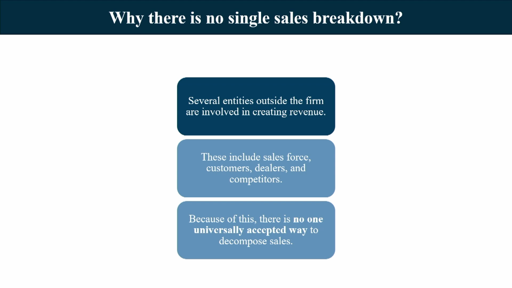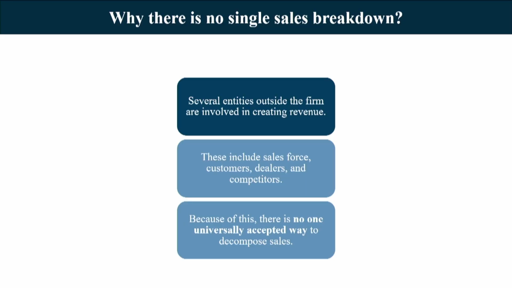It can be the customers, they purchase the product. In their absence, there will be no sales. It can be the dealers, it can be the intermediaries, and it can also be the competitors, right. So because of this, there is no one universally accepted way to decompose the sales.